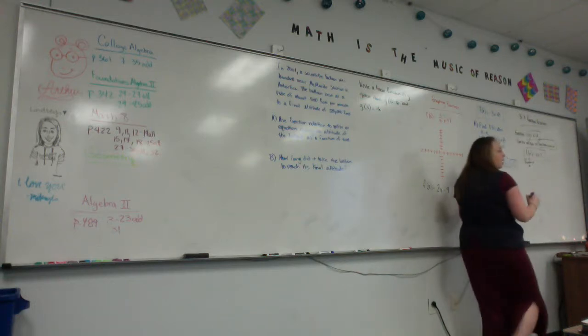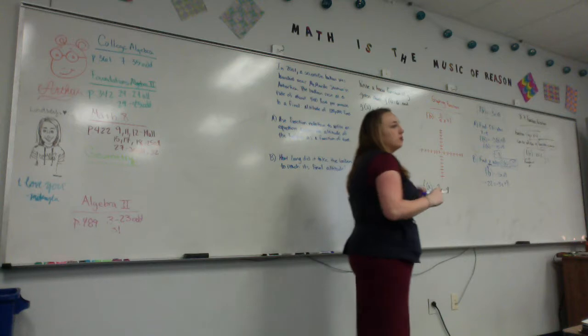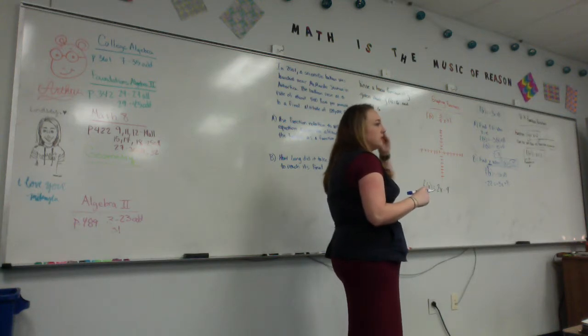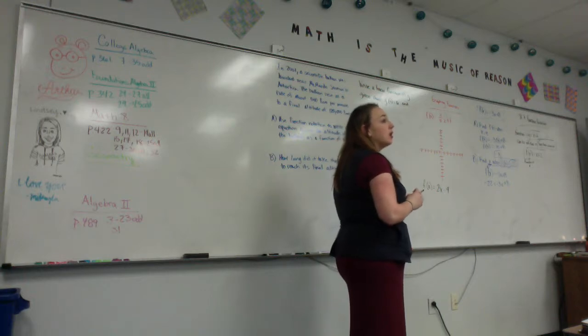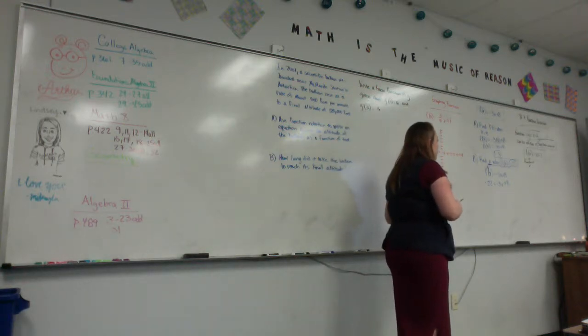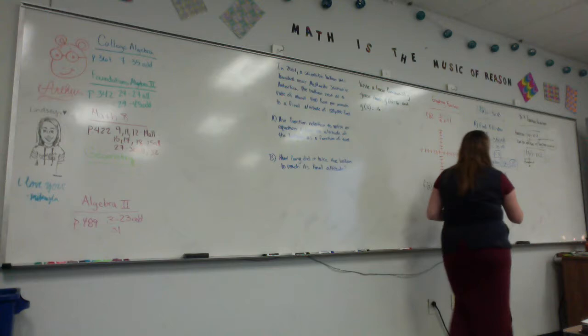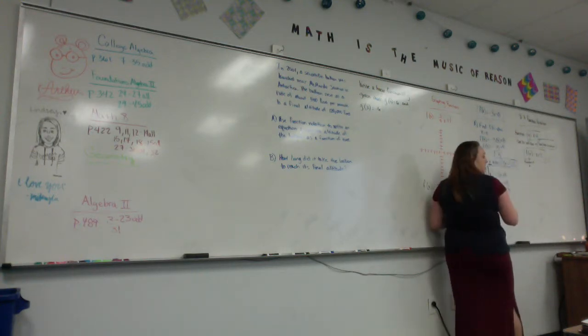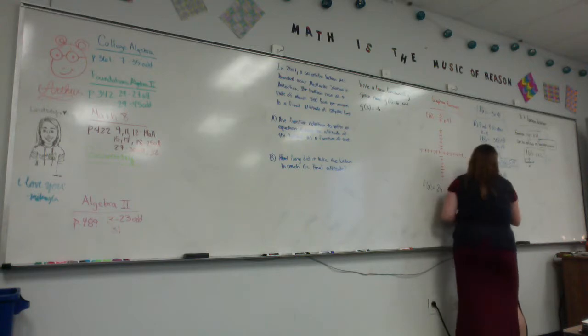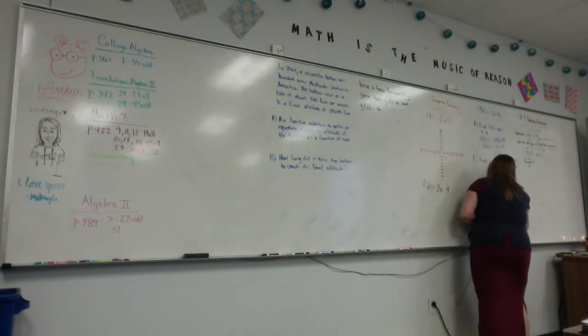How do you solve from there? Divide by negative. Not yet. What do I have to do before that? Subtract 8. I want to get x by itself. What's -22 minus 8? -30. And -30 equals -3x.